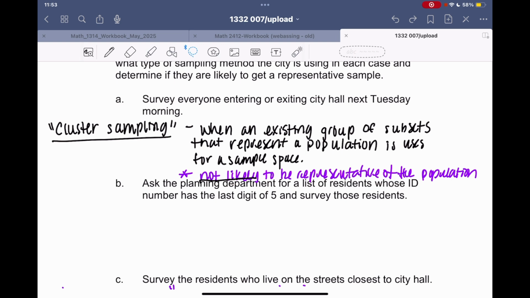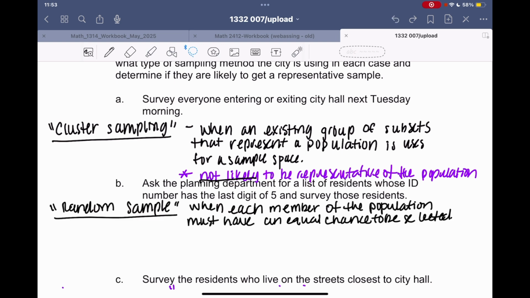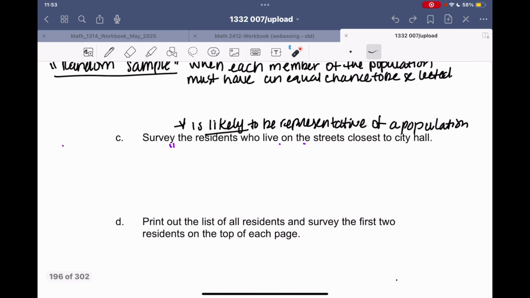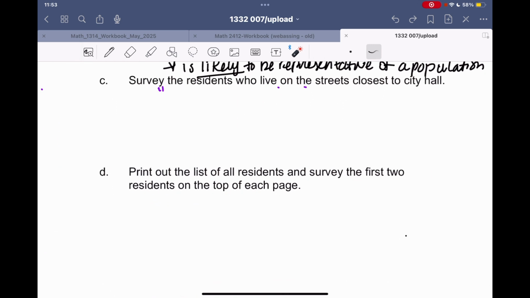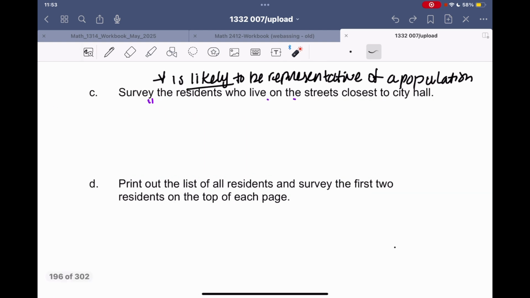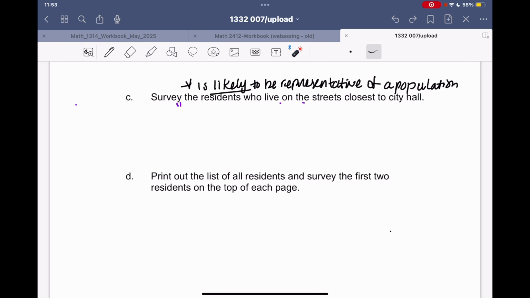We call this just a random sample. So a random sample is likely to be representative of a good sample space. When each member of the population has an equal chance of being selected, it is a random sample. You want to try to get a random sample from the different types of sampling that you're creating. This is like a good introduction to baby statistics.